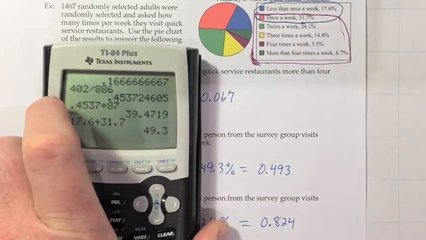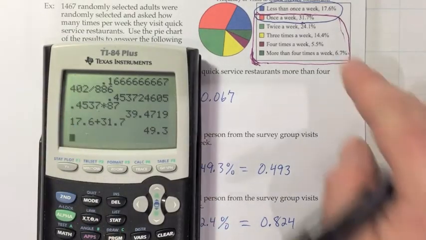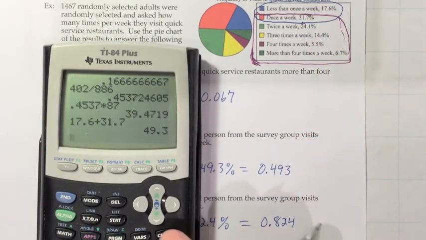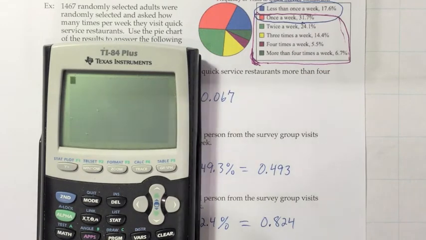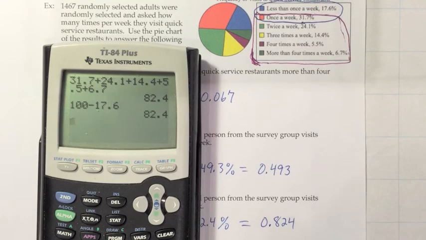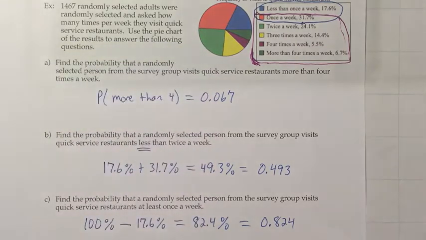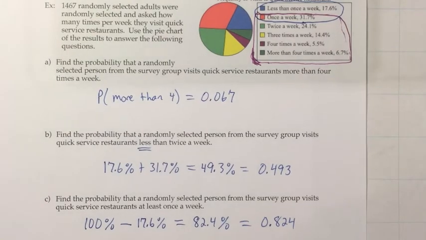Just going to drag the calculator in here real quick and double check that by adding the other 4. I don't think we need to do that, but we can just as a double check. So 31.7 plus 24.1 plus 14.4 plus 5.5 plus 6.7 is 82.4. But again, faster to get there through subtraction. They both work, but try and go the fastest, most efficient way if possible. All right.